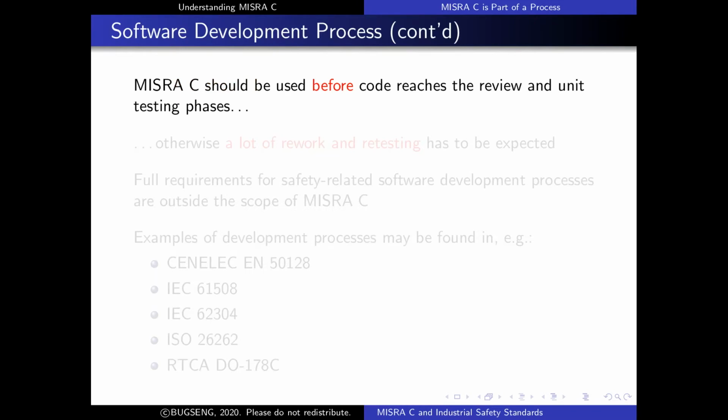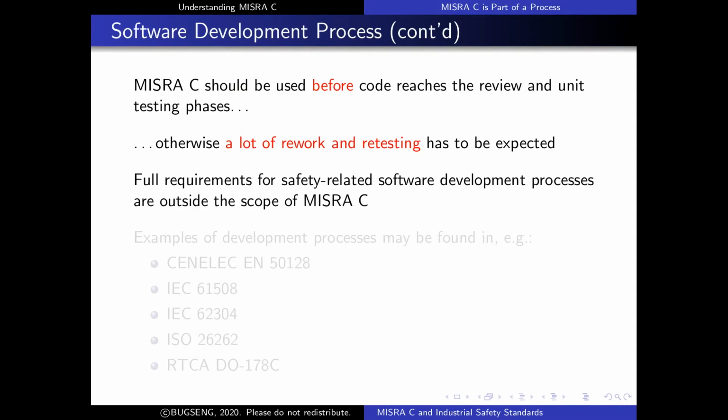And another point that is very important is that MISRA C ideally should be used before code reaches the review and unit testing phase, because otherwise you have to expect a lot of reworking and retesting. Because if you think about MISRA C compliance too late, then in order to have MISRA compliance, you will have to modify the code. And so you may have to redo the review. Some reviews, you have to redo testing, maybe.